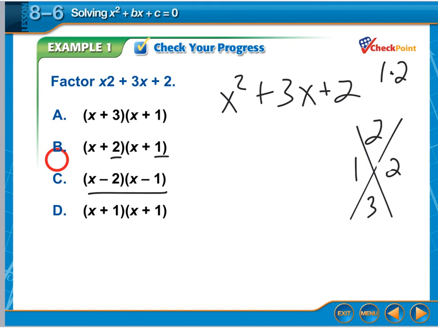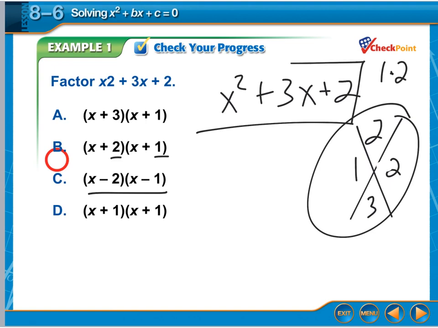But that's exactly what we're doing, is we're using this skill to factor this into two binomials. That's all we're doing. We're using that same exact skill.